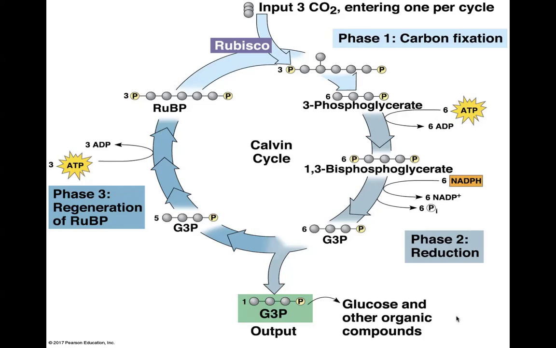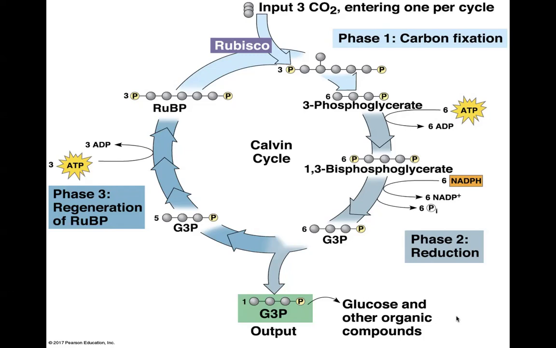However, some of these G3P molecules will stay in the cycle because they have to be used to enter into phase 3. We need to regenerate that important 5-carbon molecule of RuBP. So this is what we see in phase 3. Some of those G3P molecules will be used to form that 5-carbon molecule. This uses the additional ATP that is required through the cyclic electron flow.